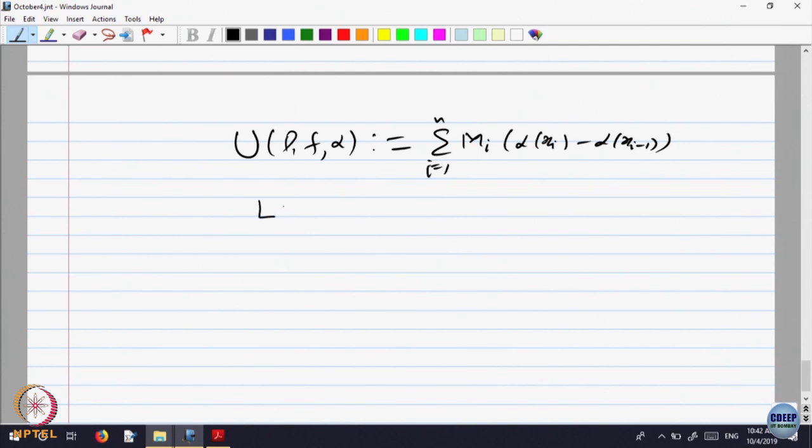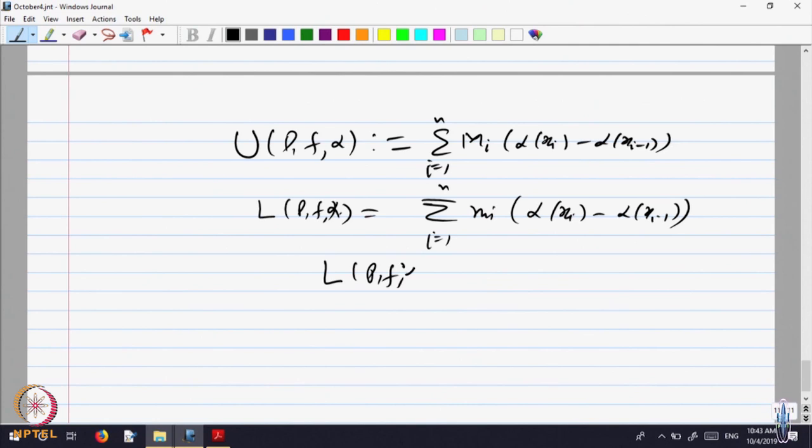And similarly, the lower sum with respect to this alpha, I can define it as sigma m_i times alpha(x_i) minus alpha(x_{i-1}). Still the same property remains true, L(P,f,alpha) is still less than U(P,f,alpha). Is that okay? Because the weightage of the length is the same for small m_i and capital M_i, that still remains the same. So, still I can ask, what will happen if I refine a partition?